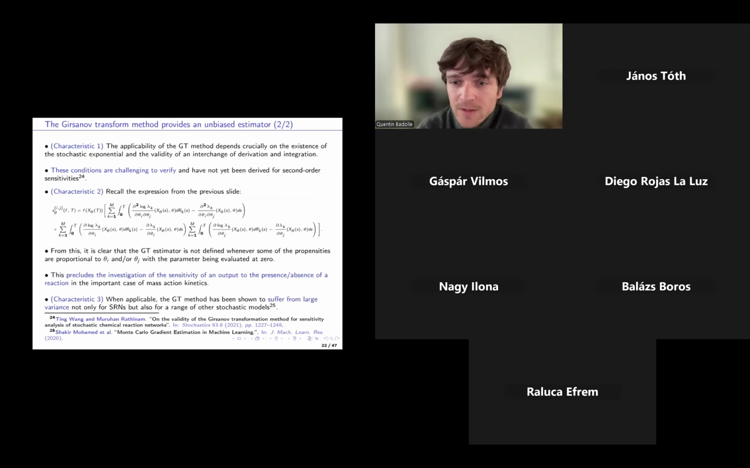Now, a third characteristic is that it has been observed that the GT method suffers from a large variance, not only for the case of the SRN, so this type of models, but also for a range of other stochastic models. And I've given you the reference 25, where they do this in a completely different context, for example, in machine learning.